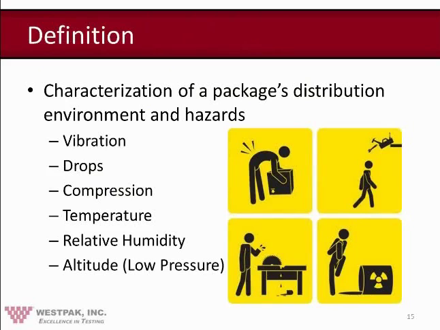So when you define a distribution environment, you're looking at specific hazards that your package might see when you're shipping it. And for that, what it means is that you're definitely going to see vibration because your package will go on a vehicle. And during that, you're definitely going to see some drops because your package will be either handled by a human, which is manual handling, or just a forklift with small bumps here and there.